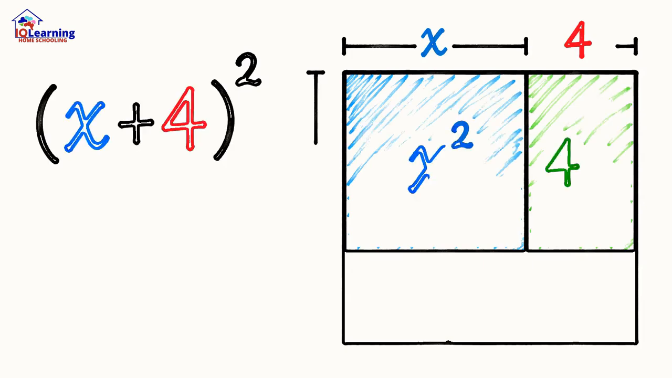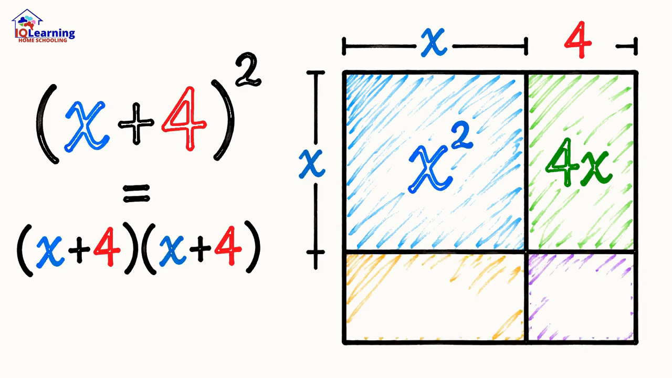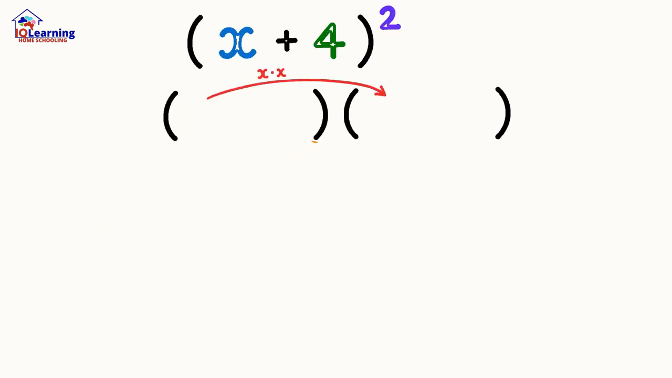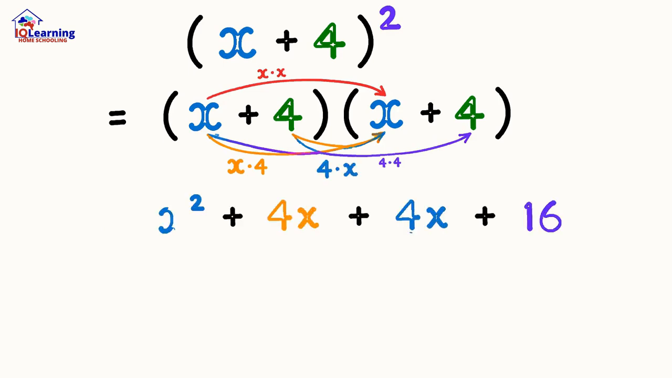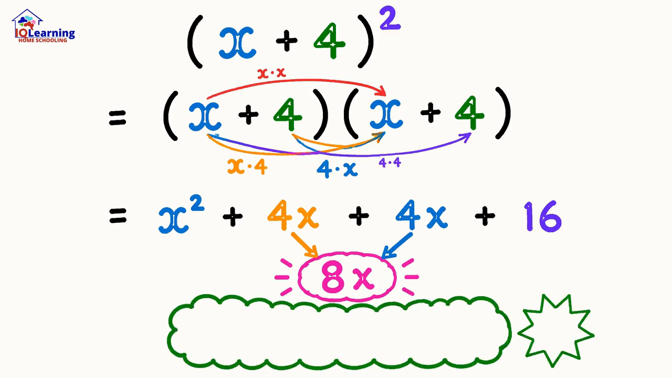What if you multiply a binomial by itself, like x plus 4 squared? That's just x plus 4 times x plus 4. The outer and inner terms are identical. Both are 4x, so they combine to make 8x. The answer isn't just x squared plus 16, it's a three-term expression, x squared plus 8x plus 16. That middle term is critical.